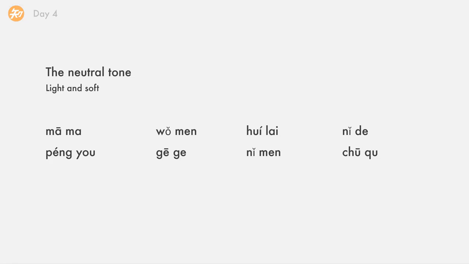Now here, we will be learning the 5th term, which actually is a special way to pronounce in a word. The 5th term is also called the neutral term, we should pronounce it light and soft. Here are some examples. Read after me.